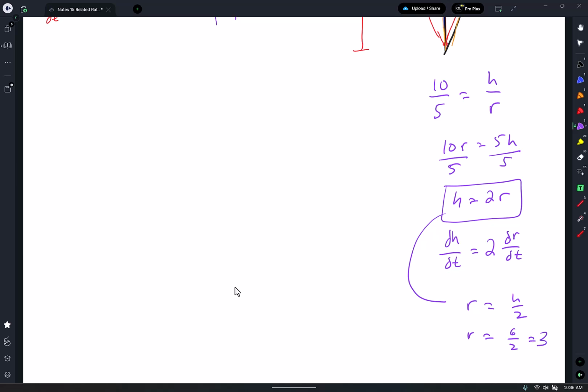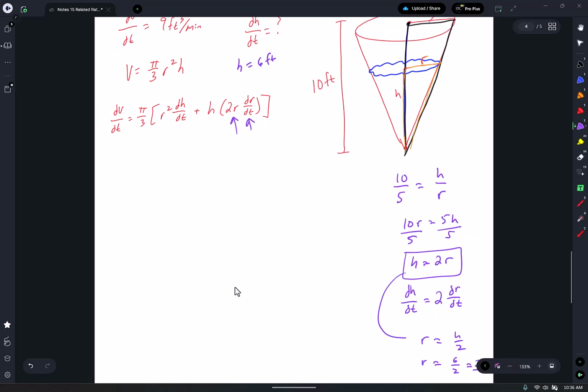Are we still okay? All right, so let's zoom out and see what we have. We have r, check mark. Do we have dh/dt? No, that's what we're looking for. How did you know r is equal to h over 2? From here, from the similar triangles. We have h, check mark. We have r, check mark. And we have dr/dt, not directly, but we have it.